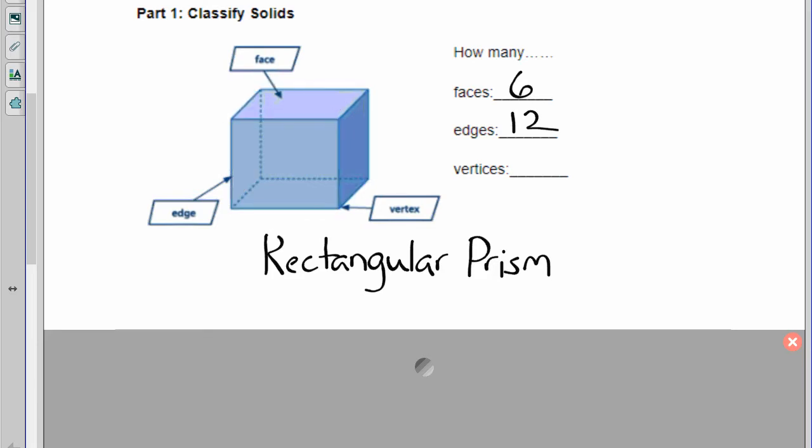How many vertices does it have? Well, those are the points. 1, 2, 3, 4 on the top. 1, 2, 3, 4 on the bottom, for a total of 8 vertices. And it's always going to be the same with a rectangular prism.